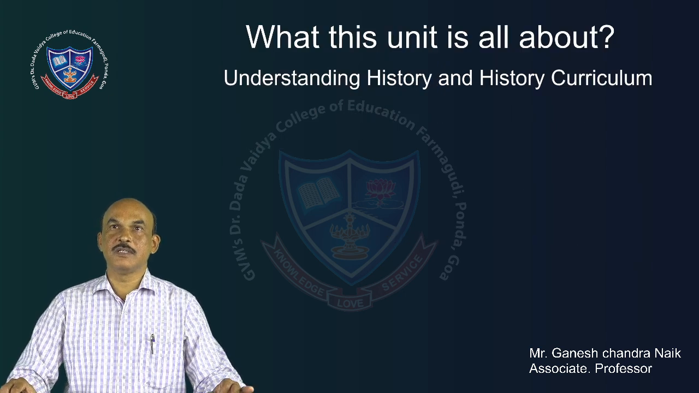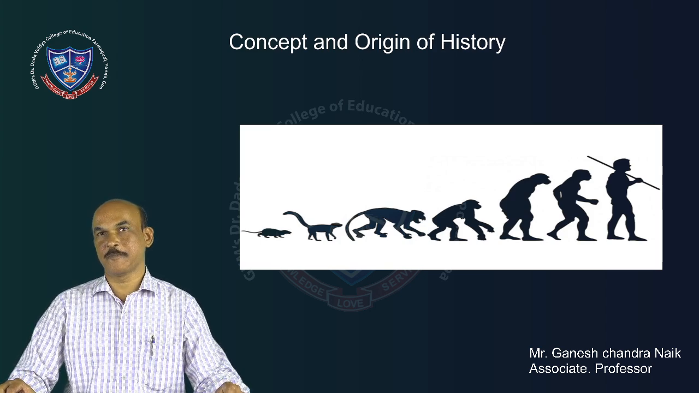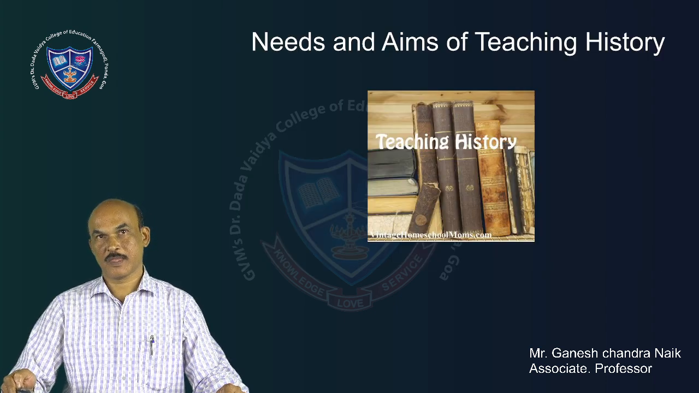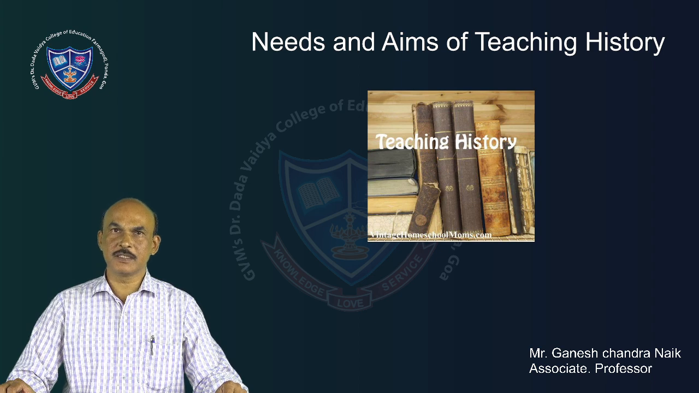So, this unit is about the concept and origin of history. In this unit, we will be discussing how history as a subject developed and what is the present status of history at school level. Then you, as a history teacher, will study the aims of teaching history, why there is a history subject in the school curriculum. In case this subject is not there, what kind of learning deficiency will students have in school?